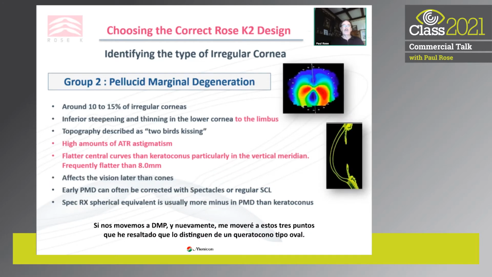If we move to pellucid, and again I'll just move to these 3 points that I've highlighted which distinguish it from a cone. The difference with pellucid is you have high amounts of against-the-rule astigmatism.